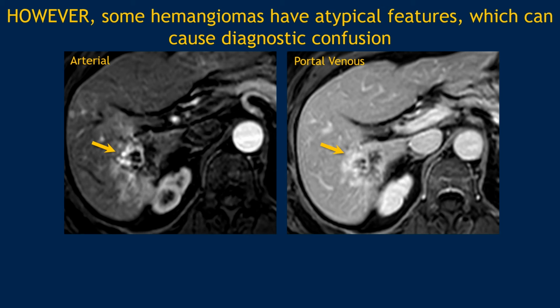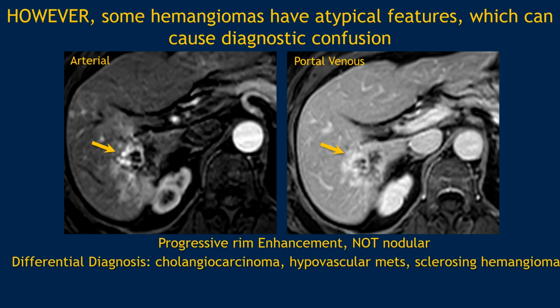So here you see this lesion on arterial phase of imaging that has this peripheral rim enhancement. You can see a lot of perfusional changes in the surrounding parenchyma. On portal venous phase, you can see progressive enhancement of this lesion, and it looks quite big. It's not nodular in terms of enhancement. And so your differential diagnosis here is cholangiocarcinoma, a hypovascular metastasis, or a sclerosing hemangioma.